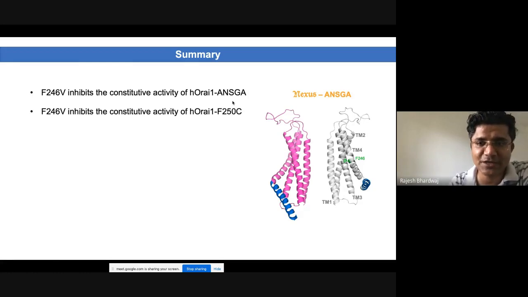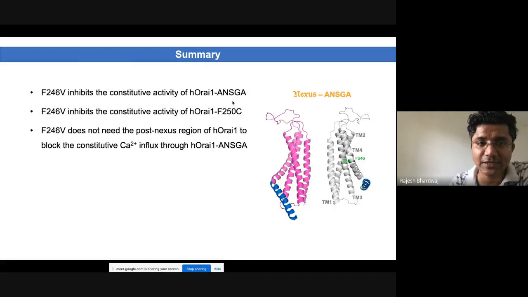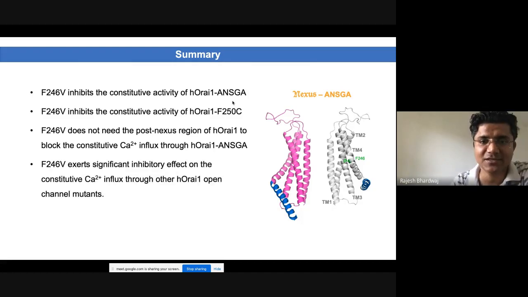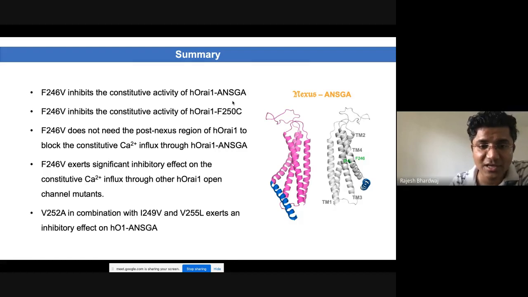I showed you that it also inhibits the F250C constitutive activity. I showed you that it doesn't need the post-Nexus region to exert this effect. I showed you that it has only a small inhibitory effect on other open channel mutants. And I showed you that when you combine it with other residues which are ORI3-like, it leads to a complete inhibition of the ANSCA Nexus activity.